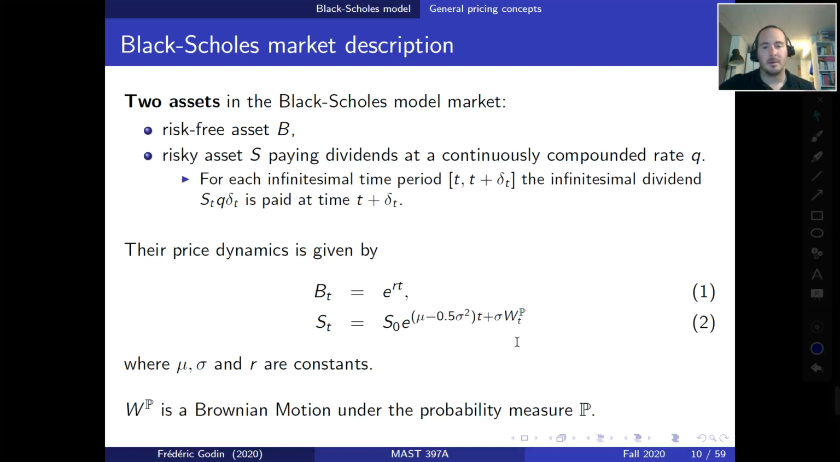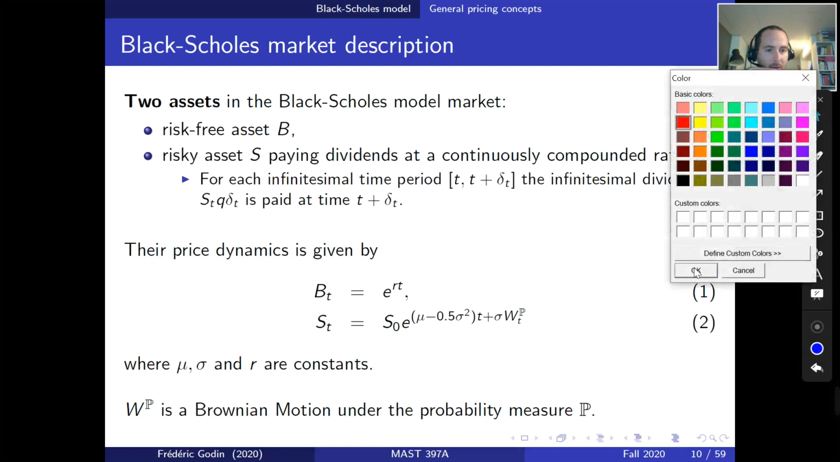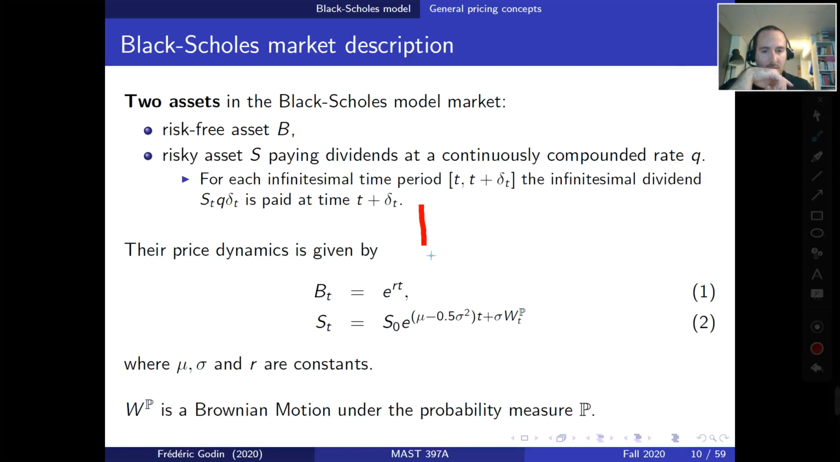Okay, so here mu, sigma, and r are constants that are parameters of the model. So what does this look like? Well, this is a constant times t. So if we plot this, the first term simply increases through time linearly, whereas the second term, sigma W_t, is the Brownian motion multiplied by a constant, so it varies something like this.